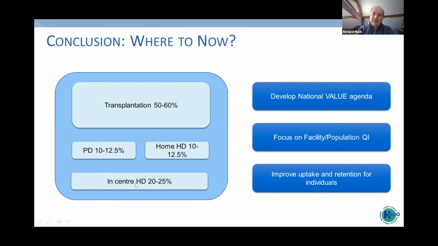Now, the interesting thing is that actually brings us to a number pretty close to the US plan, which is to have 80% of people either transplanted or on a home dialysis therapy. So I think it's within our grasp to do that. And I think we do that by delivering this national value agenda, focusing on the facility and population through QI, and then as clinicians, as clinical teams, we focus on uptake and retention for individuals. So you need all three of those bits working together.